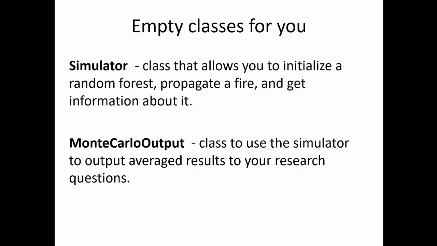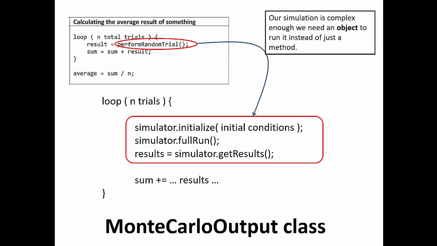The classes for you are these two: simulator, which is the class that you're going to write that lets you initialize your forest, propagate the fire, get information about it. Whatever is happening with the forest needs to be in your simulator. And then the Monte Carlo output class is going to use the simulator to run those thousands of experiments, output your data table, and so on.